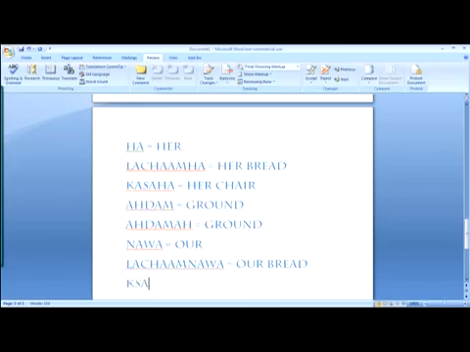Same thing for the chair, kasa nawa, which means our chair.